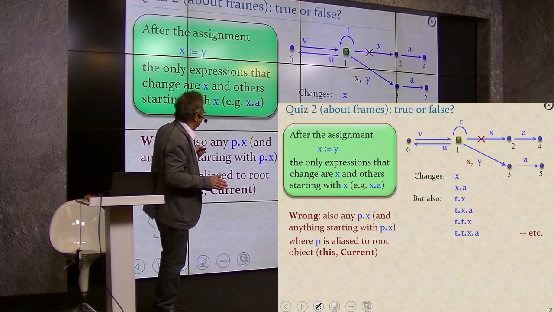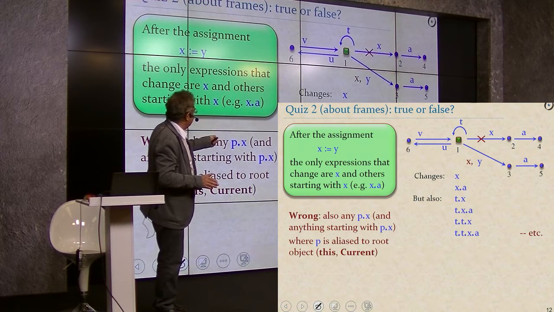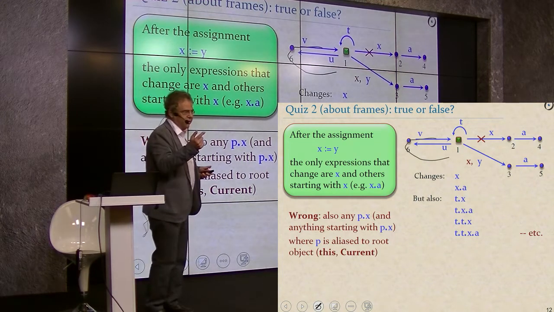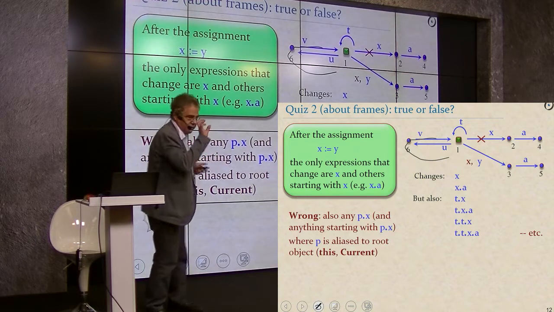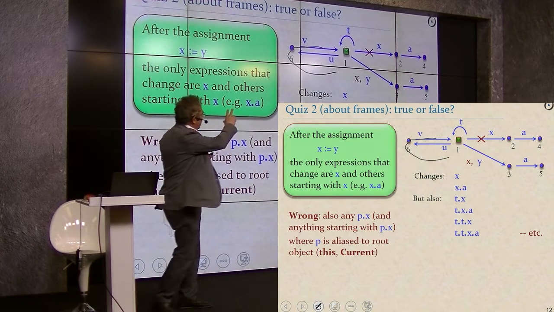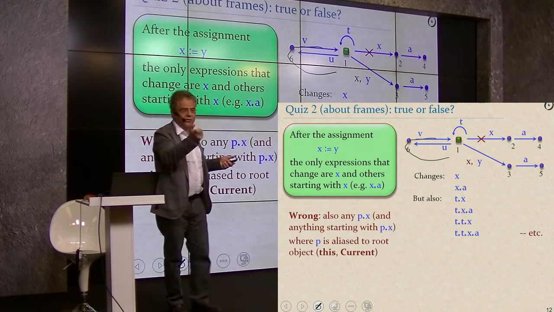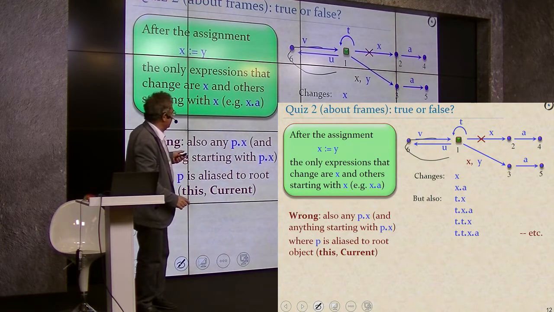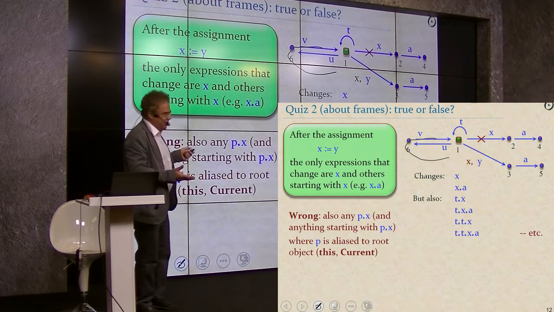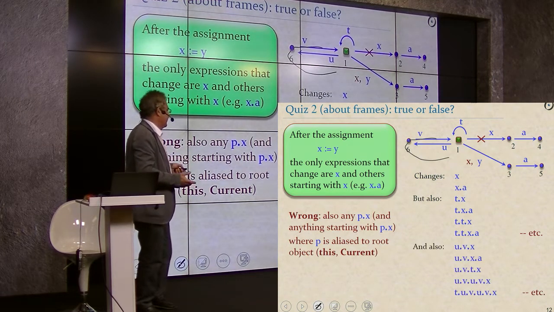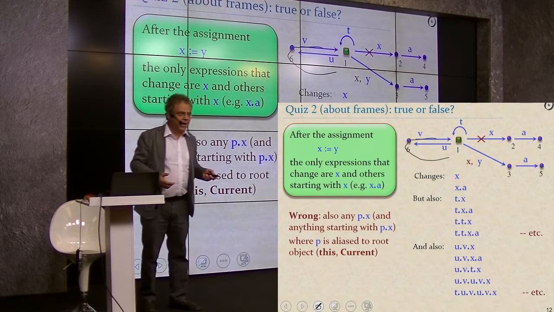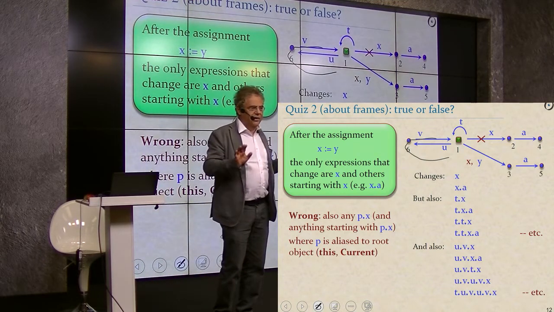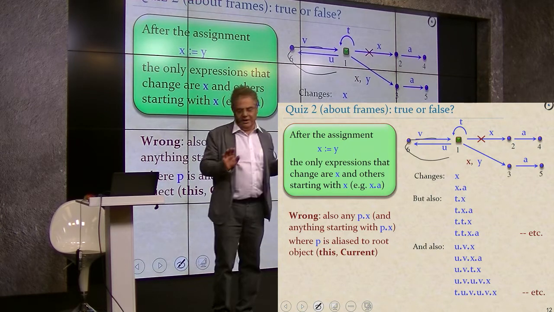And it doesn't have to be direct aliasing. If I have U and V such that U.V is an alias to this, I mean, this is the root object, this or current, as we call it in Python. So it's also going to change U.V.x and U.V.x.a and so on. So this area of study is full of minefields like this.